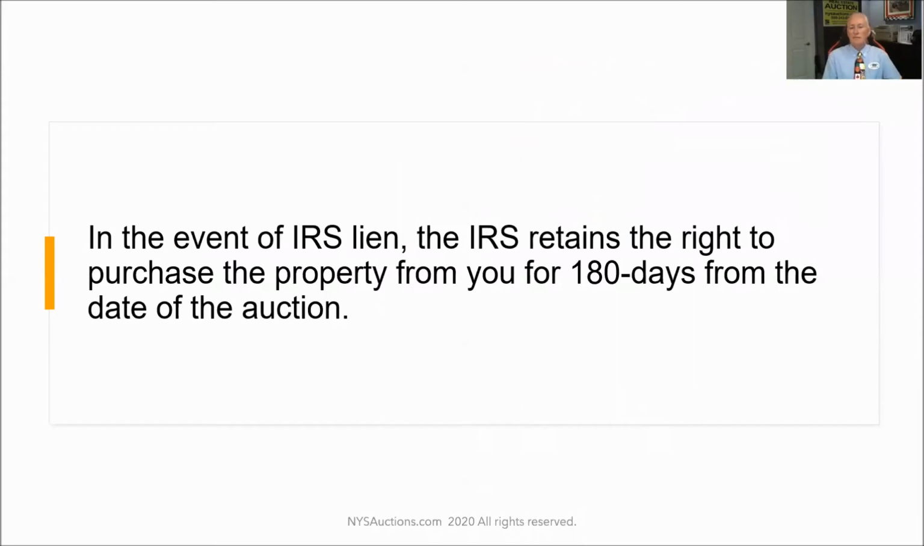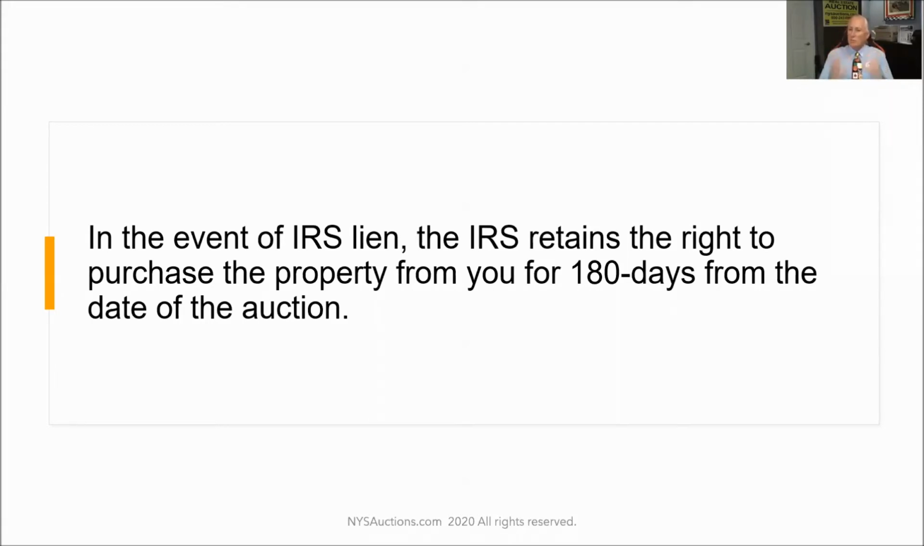Additional reinforcement of the IRS. If they're a lien holder on the property, they're a lien holder like all others, but they do have one extra power. If they're notified by the county, they're in line with everybody else, but the IRS retains this right to buy the property from you. Once you take title, they have 180 days from the day of the auction to buy the property from you for exactly what you paid for it, including any commission or fees or recording costs that you paid to buy the property.